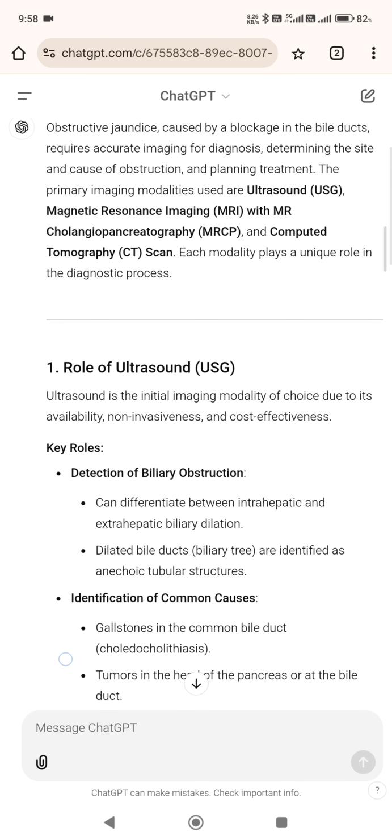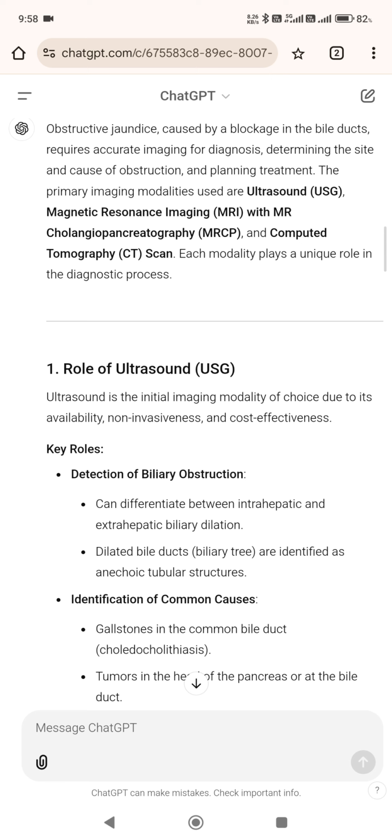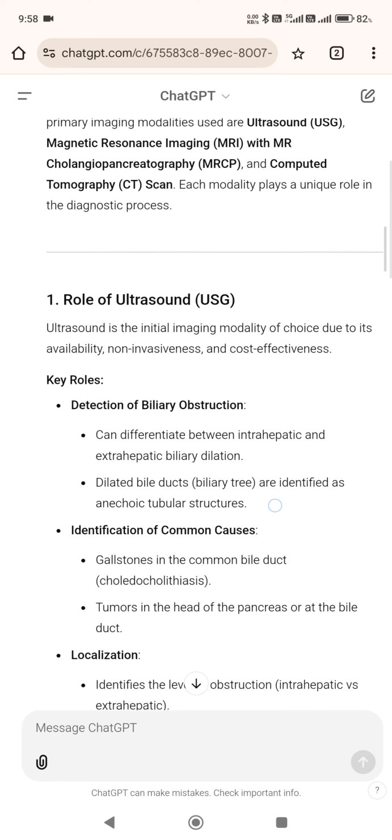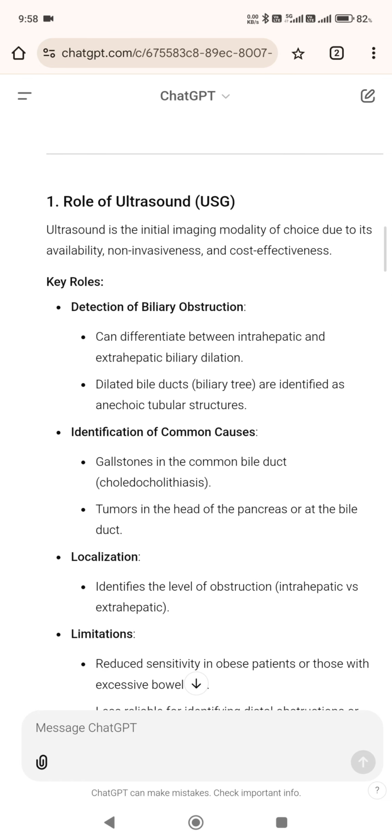1. Role of ultrasound, USG. Ultrasound is the initial imaging modality of choice due to its availability, non-invasiveness, and cost-effectiveness. Key roles: detection of biliary obstruction, can differentiate between intrahepatic and extrahepatic biliary dilation. Dilated bile ducts, biliary tree, are identified as anechoic tubular structures.